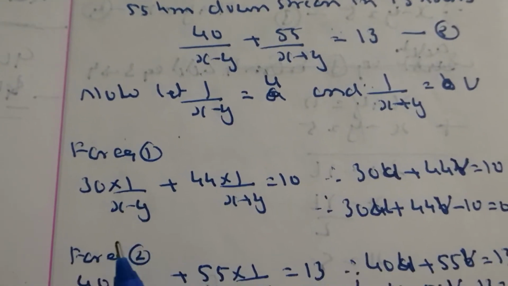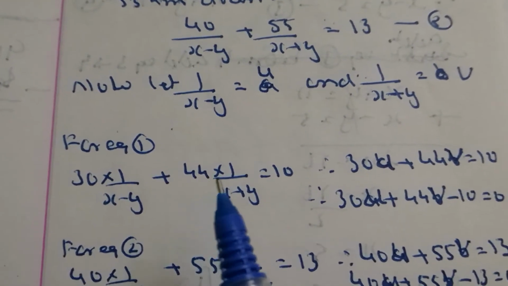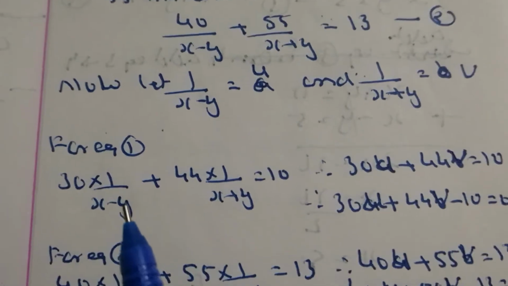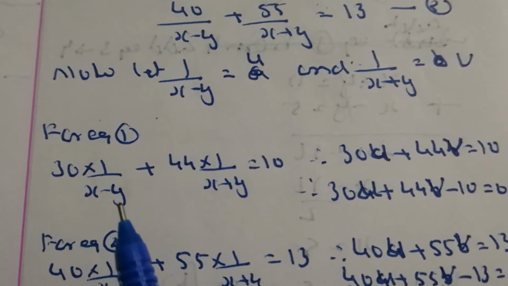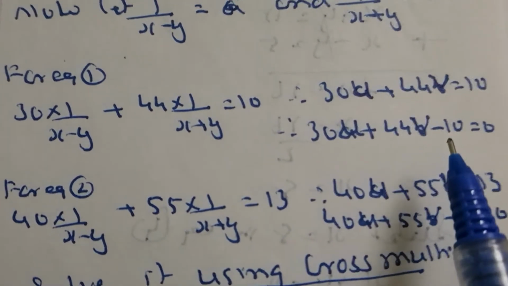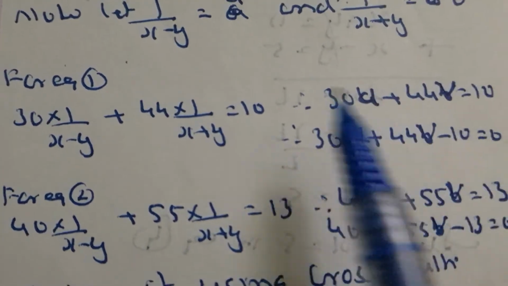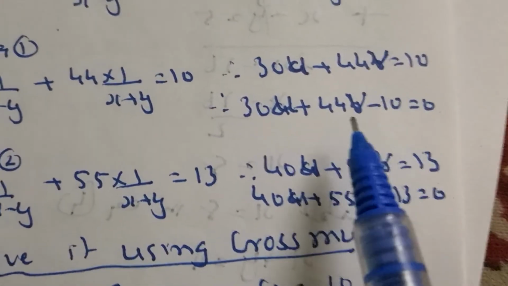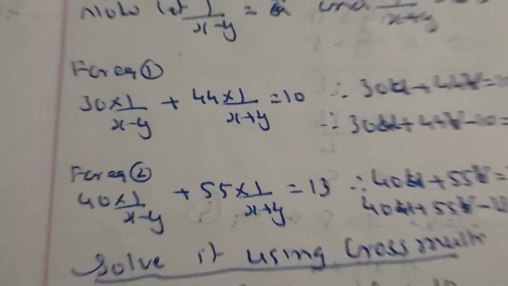For equation 1, 30 into 1 upon x minus y plus 44 into 1 upon x plus y is equal to 10. So, we have taken 1 upon x minus y is equal to u and 1 upon x plus y is equal to v. So, it will be 30u plus 44v minus 10 is equal to 0. I shifted this 10 to the left hand side. So, this is my equation 1.